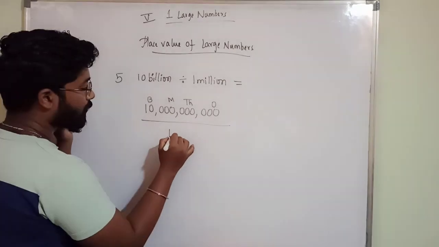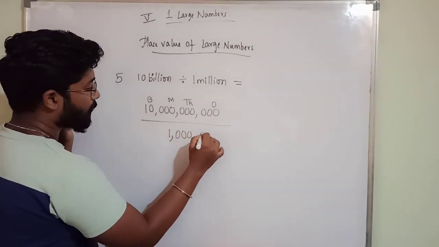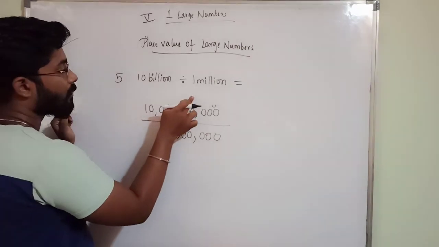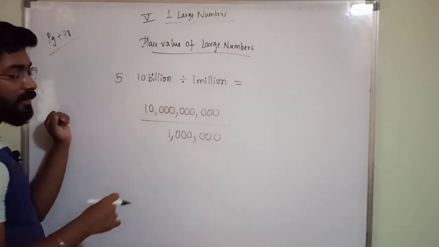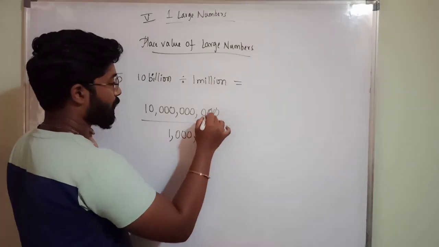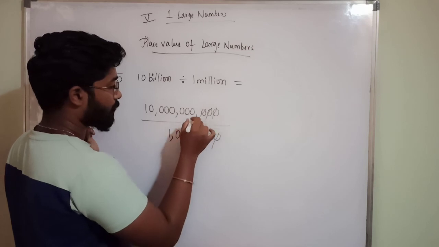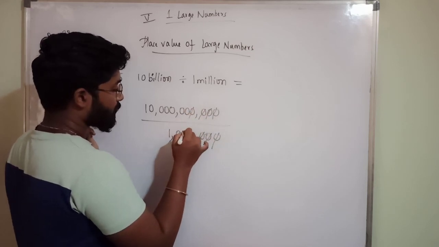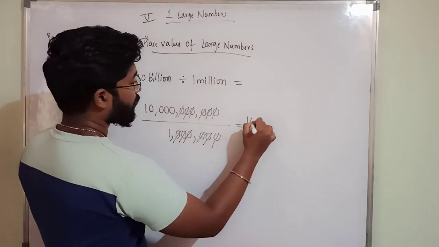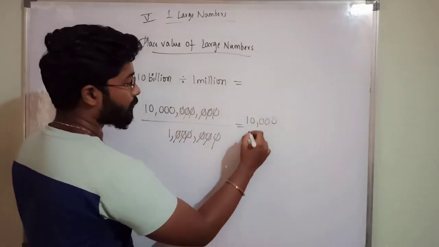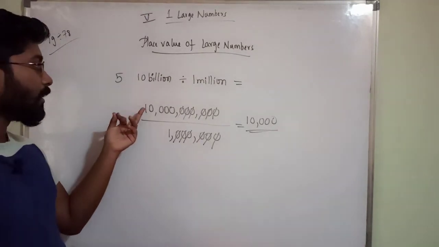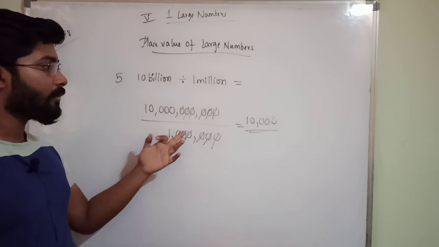Okay, divided by 1 million. 1 million means 1, comma 0 0 0, comma 0 0 0. So what is the answer he is asking? 10 billion divided by 1 million. So 1 0 1 0 cancel, 0 0 cancel, 0 0 cancel, 0 0 cancel. So what is the answer? 10,000. Okay. This is the answer. Clear? So if you are dividing 10 billion by 1 million, you will get 10,000.